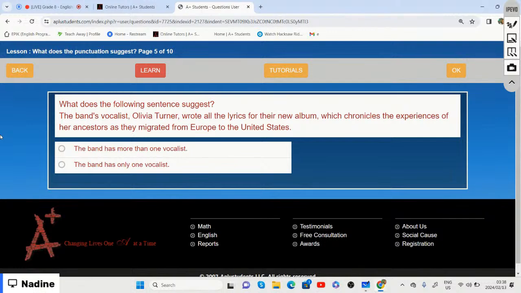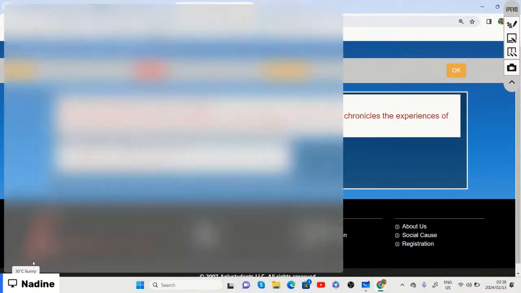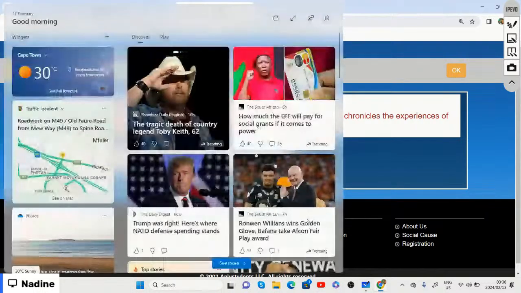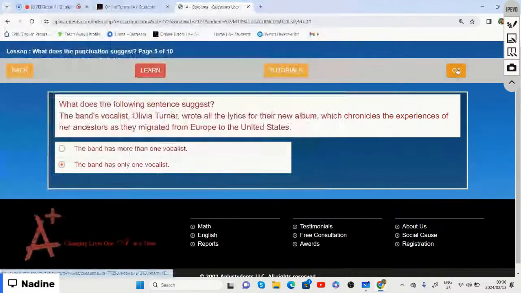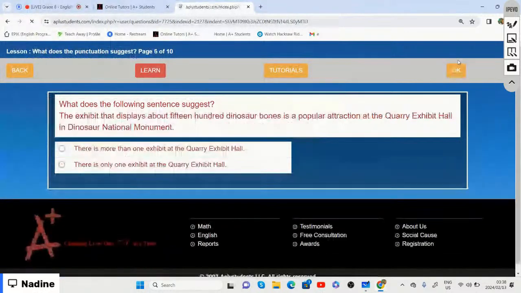And if we must say what it suggests, we're going to choose the second one, yes. And the second one says the band only has one vocalist. So since you said it's also the second one, that is correct. Well done, great job. The second one is correct. So that is what it suggests.